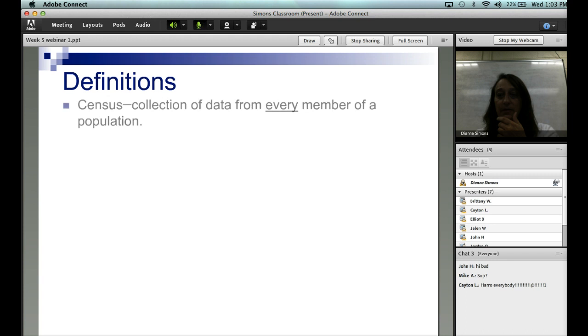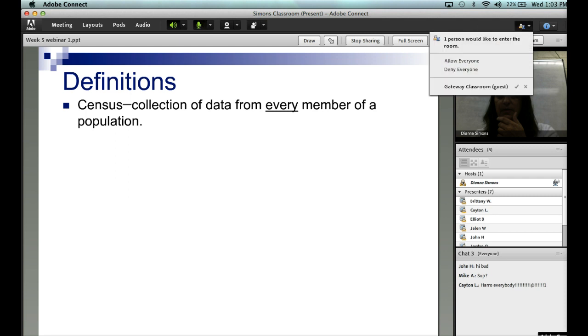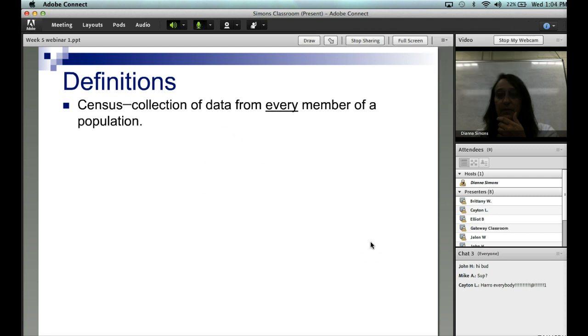So some definitions. A census. Ready? It's a collection of data from every member of the population. And I know this sounds like a silly, really easy question, but census, what do you guys know about census? The government uses it to keep up on the population. And it's a survey. It's a collection of data from every member of the population.